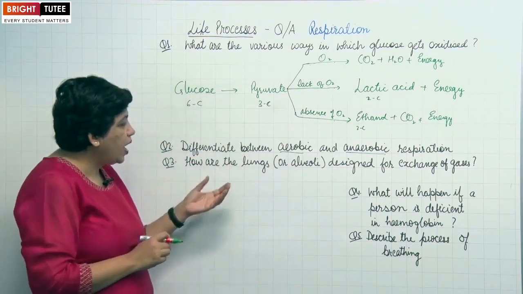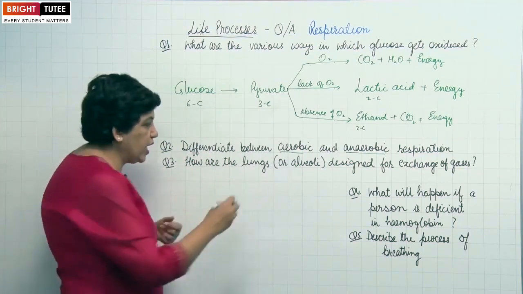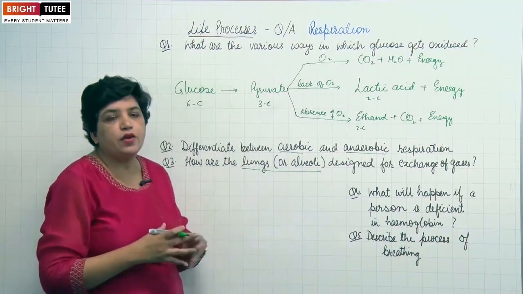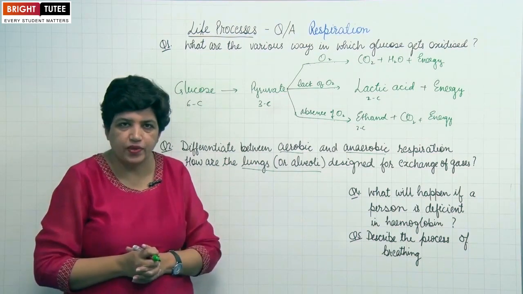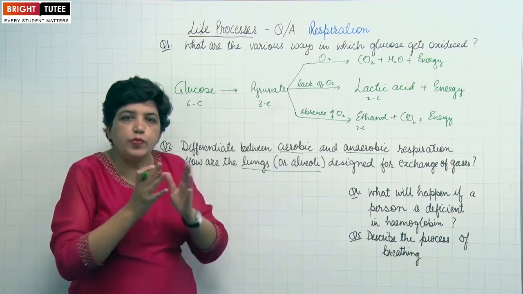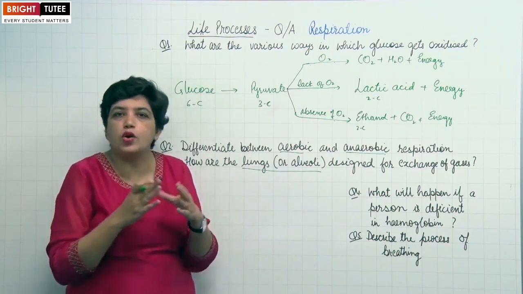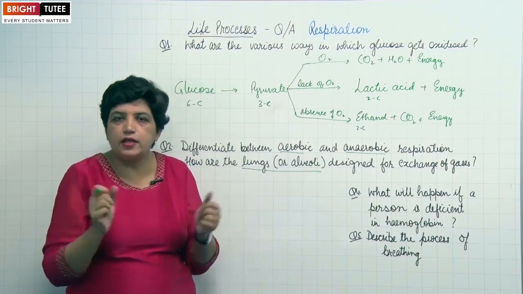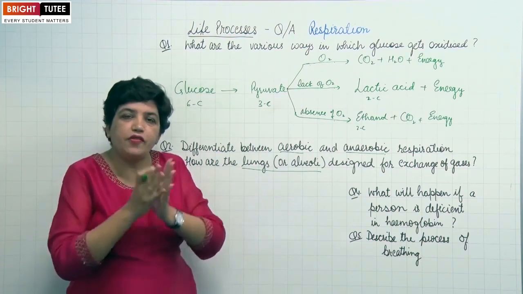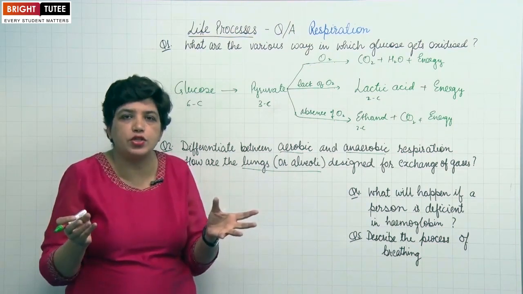Next question. How are the lungs or the alveoli designed for exchange of gases? They can ask you a question on the lungs or the alveoli. So our windpipe, which is called the trachea, breaks down into 2 branches which are called the bronchi, and they enter each lung, left lung and right lung. Now inside the lung, they further break down into smaller branches.